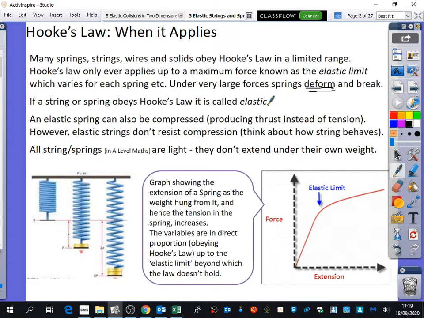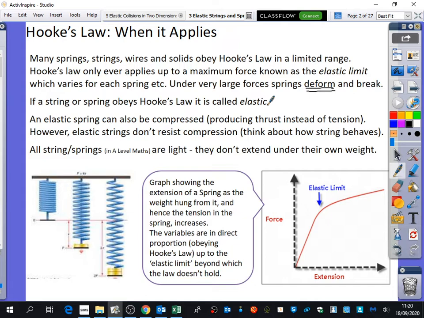So you can think about your lanyards: if you push two ends of a string together, the string just completely loses any of its tension. All strings and springs, in A-level maths anyway, are light, so they don't extend under their own weight. But that's probably a useful thing.